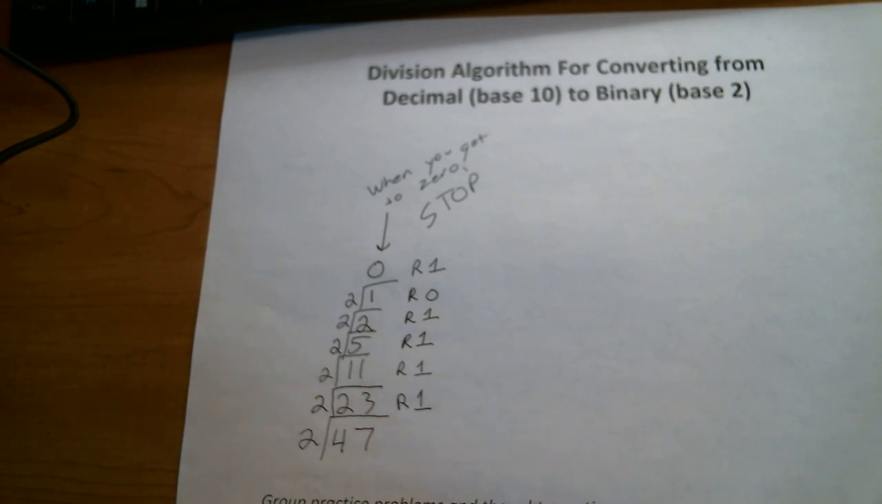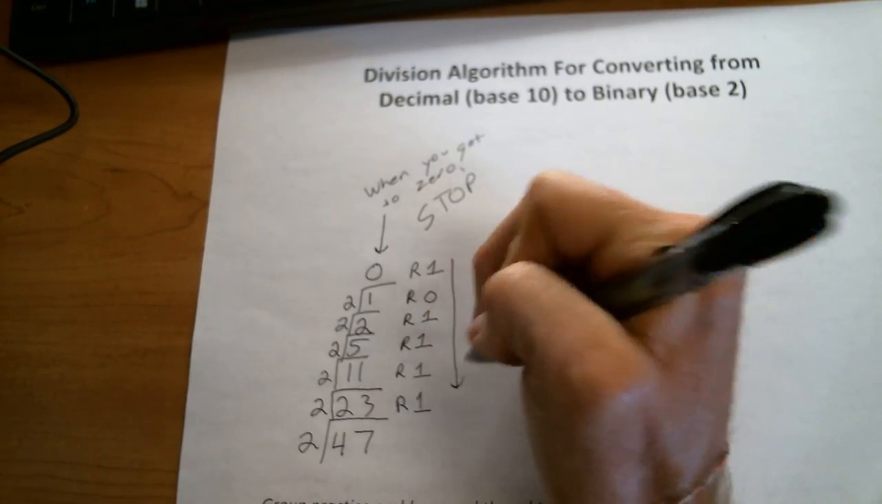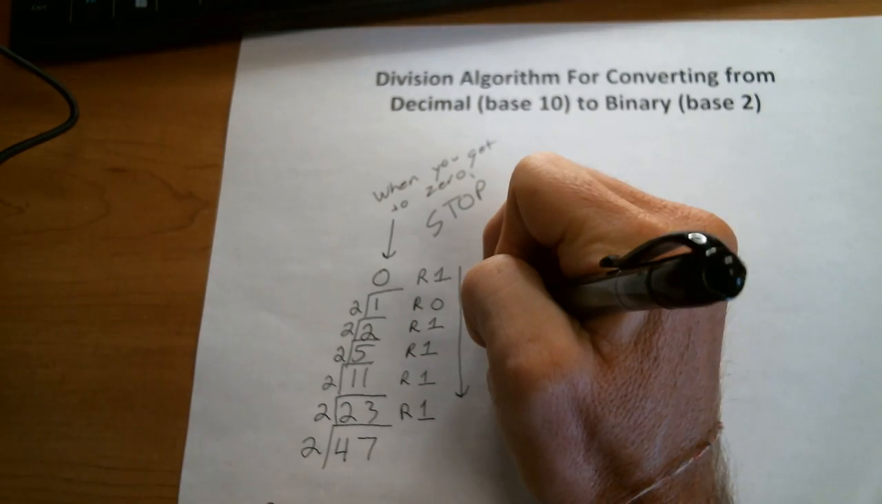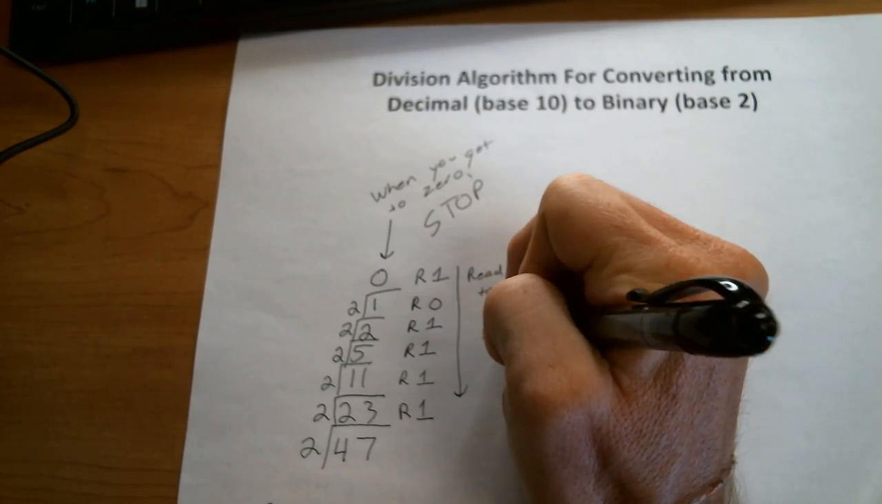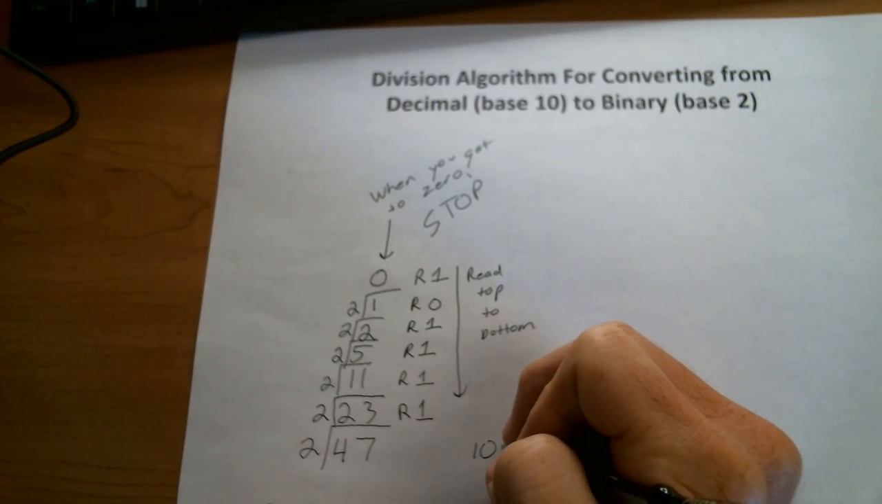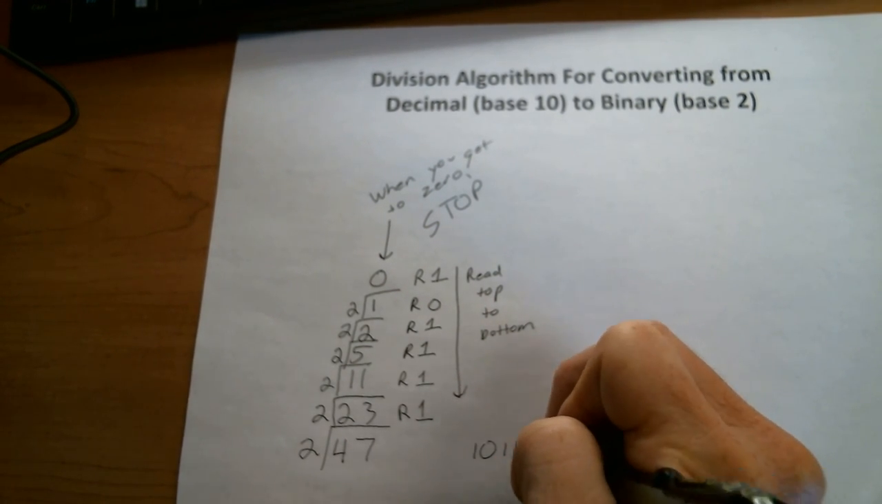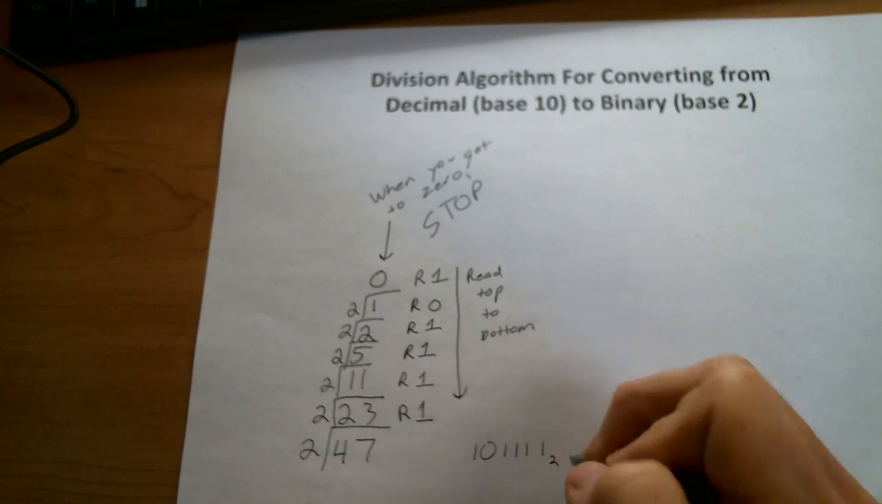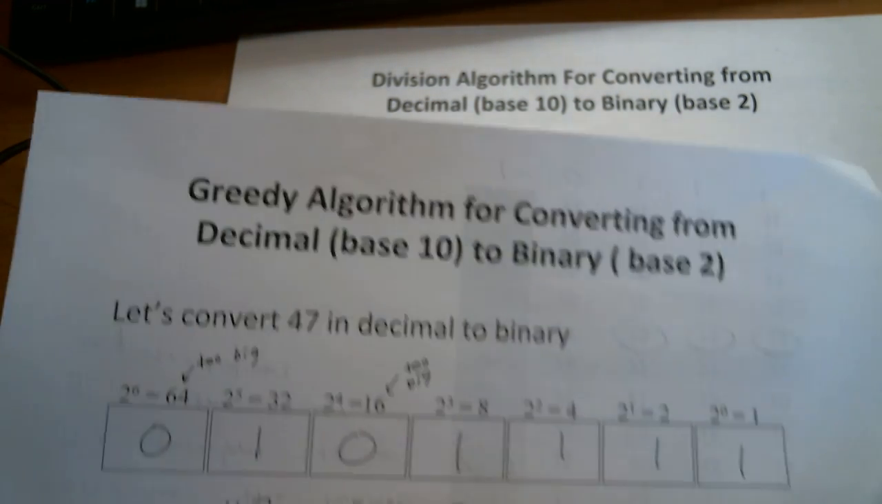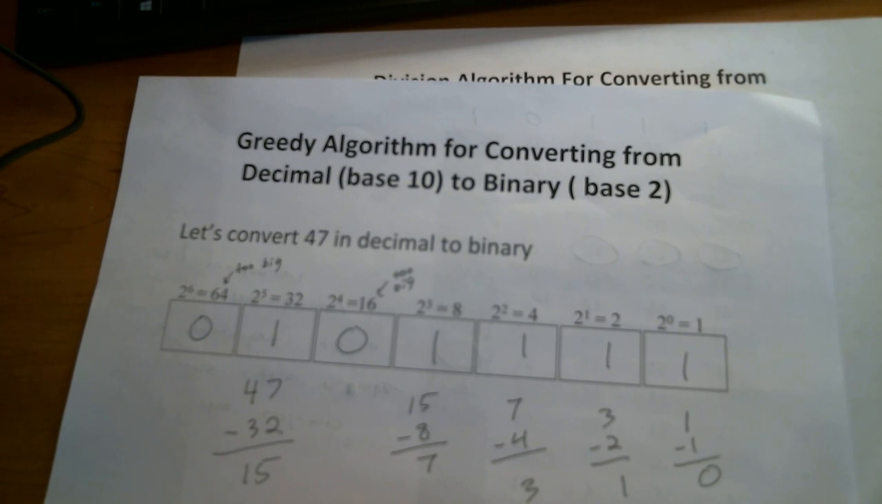And your answer, you read top to bottom. So the remainders were 1, 0, 1, 1, 1, 1. That is your base 2 equivalent of the number 47, which is exactly what we got when we used the greedy algorithm.